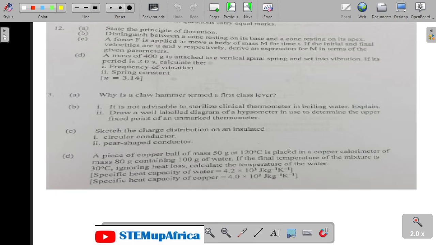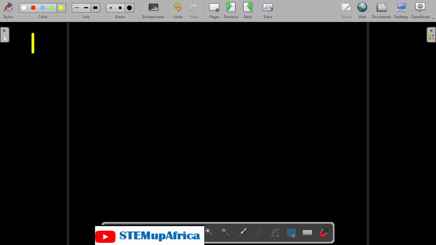Now, it says draw a well-labeled diagram of a hypsometer, used to determine the upper fixed point of an unmarked thermometer. The upper fixed point is the temperature of boiling water, don't forget that. These two topics are under temperature and measurement. So 13B, Roman figure 2.